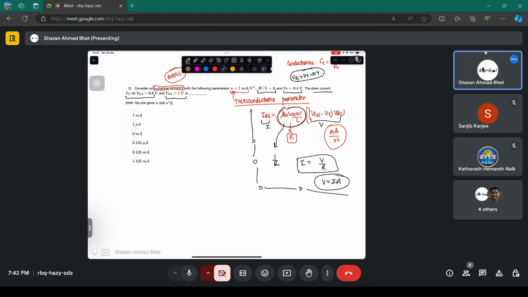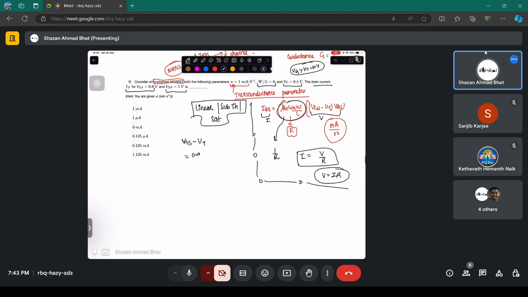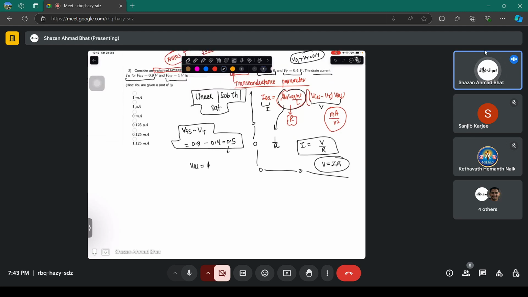Whenever you are given such questions, first of all, think about in which region this transistor is, whether it is in the linear region, the subthreshold region, or the saturation region. How do you do it? By computing VGS minus threshold voltage. VGS is 0.9 minus 0.4, that is 0.5. So you get VGS minus VT as 0.5. Now you have to compare this value with the drain to source voltage, which has been given as 1 volt.